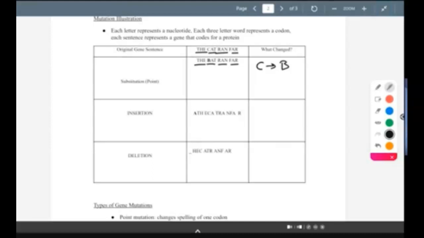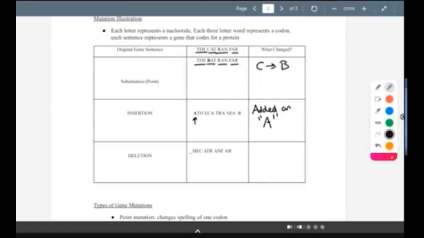Let's look at the next one, okay? In the next one, do you see what we did here? This is called an insertion, which probably makes you think that we added something, right? What did we add? Yeah, we added an A. Let's jot that down. We added an A. So we got an extra A in here. I'll just label it here, okay? And so look what happens.